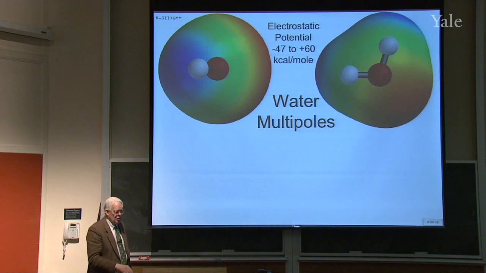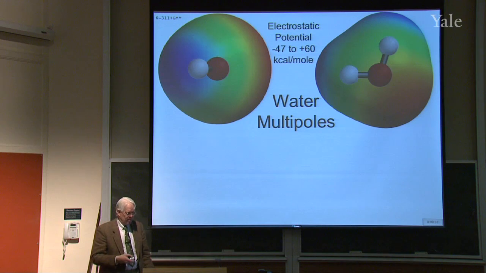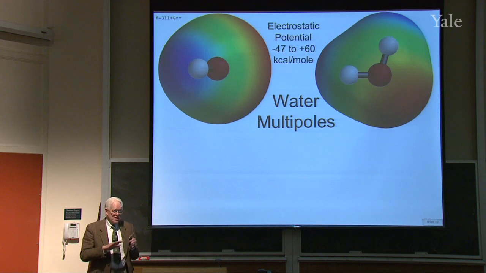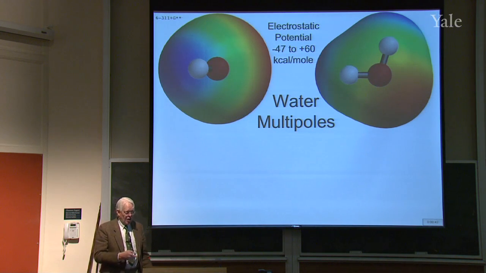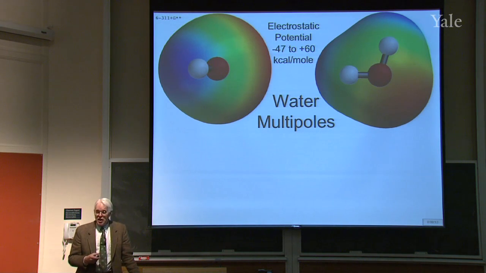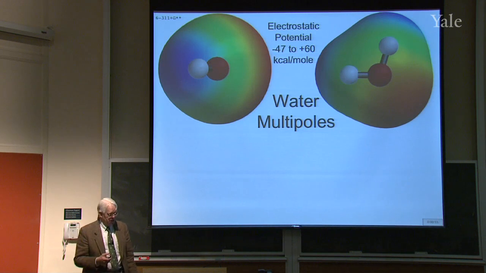But one thing you can do with Spartan or other graphic programs is draw this electrostatic surface potential that we've talked about to see where on the surface a proton would be happy. That's where it's red, or unhappy where it's blue. And the energies are minus 47, very favorable in the blue area, to plus 60, very unfavorable in the red area for a proton at the surface.